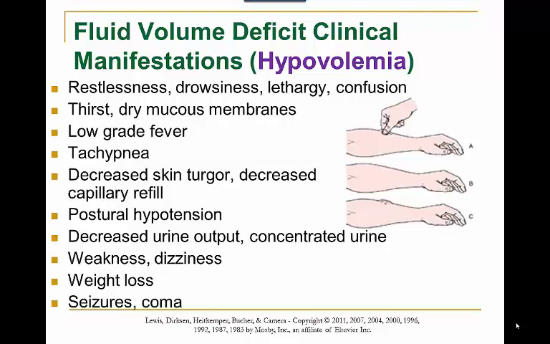Now, hypovolemia can actually lead all the way to seizures and coma. And so these are things we're really not joking about because of the risk of what happens with decreased cerebral perfusion. So the top of that, restlessness, drowsiness, lethargy, and confusion, are neurological, and then that can move all the way to seizures and coma.